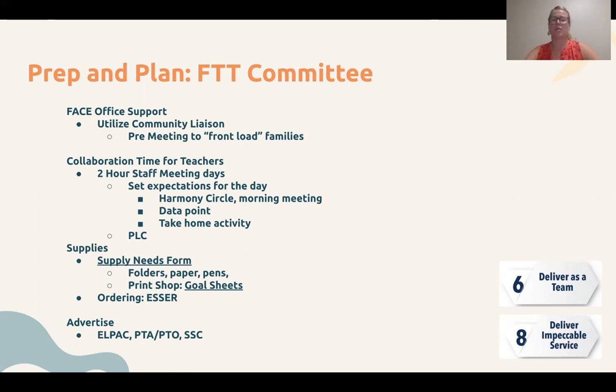Also, it's extremely important that teachers have collaboration time to prepare for family teacher teams. At our school, we used one of our 2-hour staff meeting days for them to prep and plan. We did have a set expectation that all classrooms would be participating in a Harmony Circle or a morning meetup with their families, that they were going to be using iReady data as well as another data point, and that they needed to have a take-home activity. So those are the expectations that we set for our family teacher teams. Of course, they can be different, and you can adapt them for your own classroom or your own site.